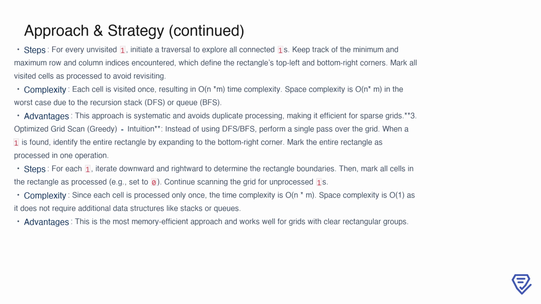Another optimized method is a greedy grid scan. Here, instead of using DFS or BFS, we perform a single pass over the grid. When we find a 1, we immediately expand downward and rightward to determine the rectangle boundaries, marking all the cells within the rectangle as processed in one operation. This method is highly memory efficient because it doesn't require additional data structures like stacks or queues, and it works well when the farmland groups are clearly rectangular. However, it is less adaptable to irregularly shaped groups.